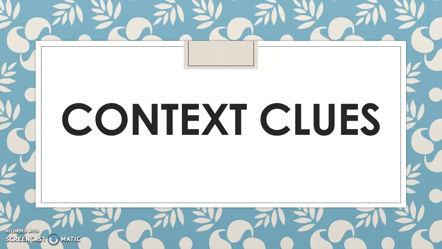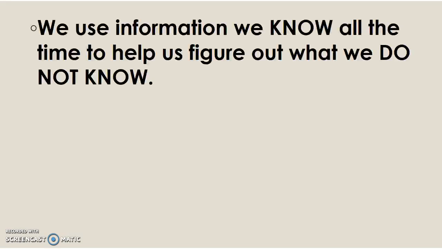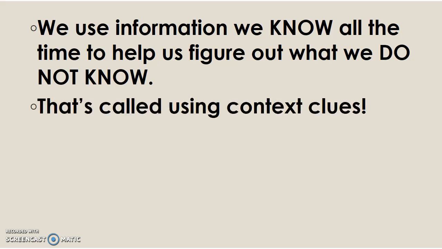As you know, you are never going to know every single word in the English language. It is just not possible, but that doesn't mean that we can't figure out what words mean when we know what's going on. So those are called context clues. Essentially, you are going to be using the information that you know to help you figure out what you don't know. And we actually do that more than you think that you do. And that's what's called context clues.